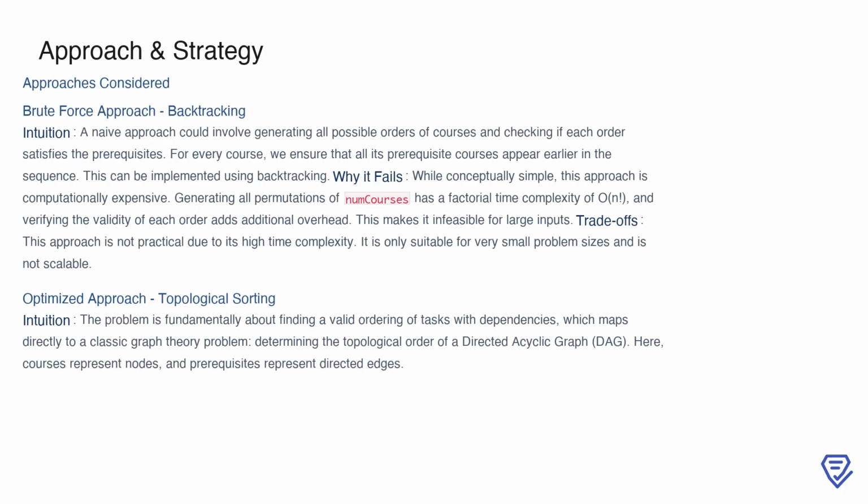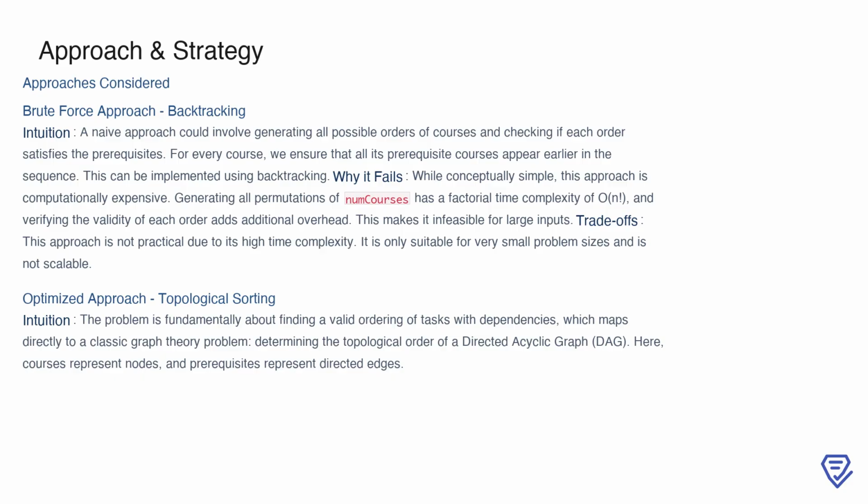Additionally, all pairs in the prerequisites list are unique, ensuring that no redundant dependencies exist. When tackling the Course Schedule 2 problem, we first considered the brute force approach using backtracking. The idea here is to generate all possible orders of courses and check each one to see if it meets the prerequisites. For every course in a sequence, we would ensure all its prerequisites appear earlier. While this approach is straightforward, it comes with a major downside. Generating all permutations of the courses has a factorial time complexity, which means it becomes computationally infeasible as the number of courses increases. Verifying each permutation adds even more overhead, making this method impractical for large inputs.